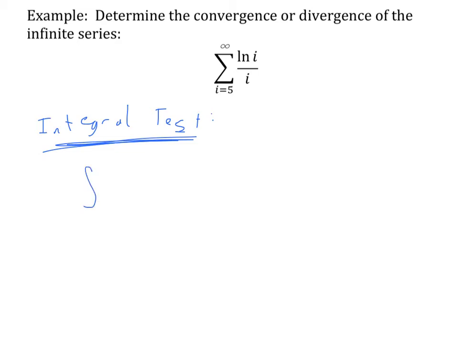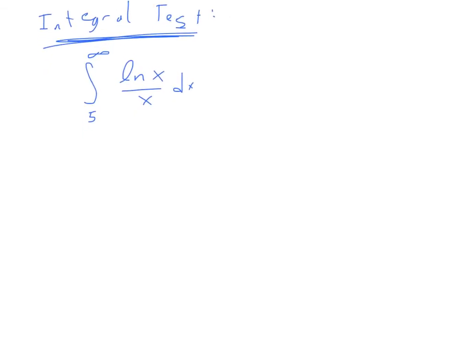We can look at the integral from 5 to infinity of the natural log of x over x dx. Okay? And I hope you remember that when you have an improper integral like this, we need to rewrite it as the integral from 5 to a with the limit as a approaches infinity. And then we'll have to figure out how to do the integral of the natural log of x over x. This is going to be a u-substitution.